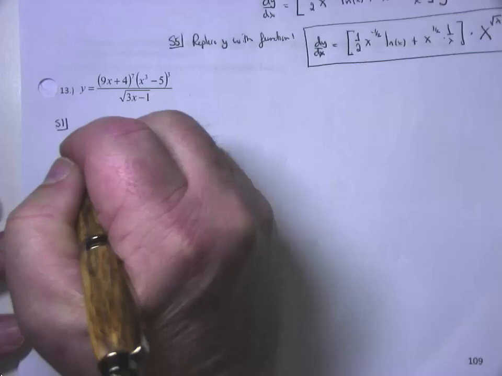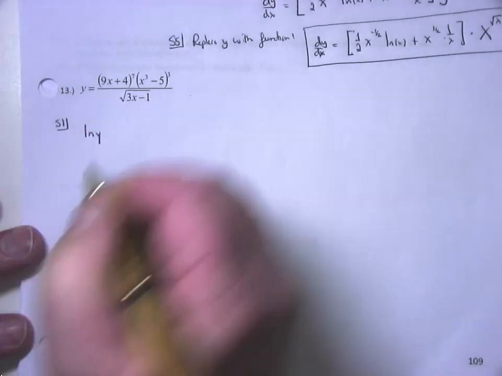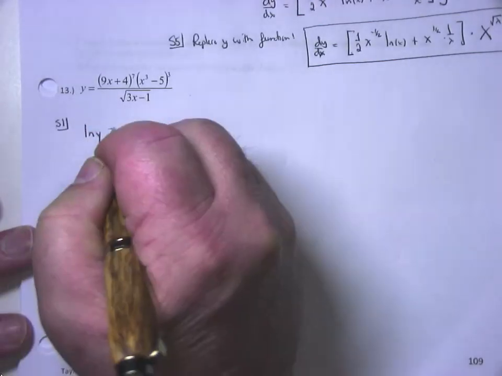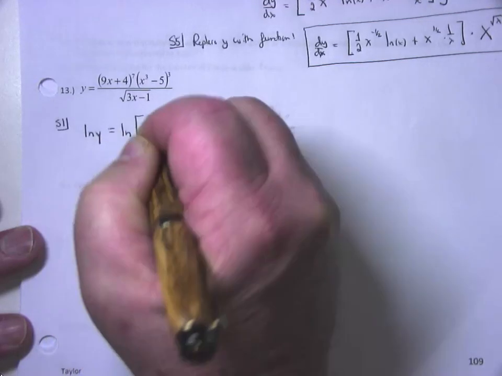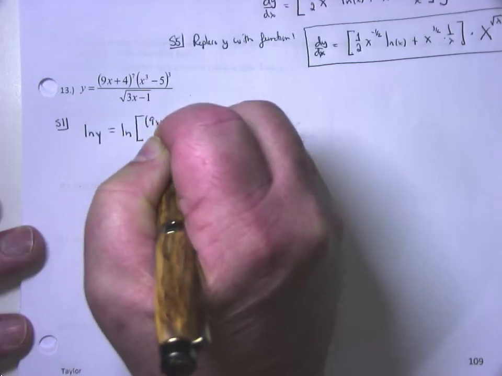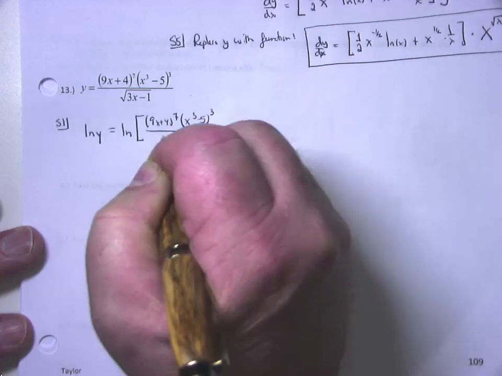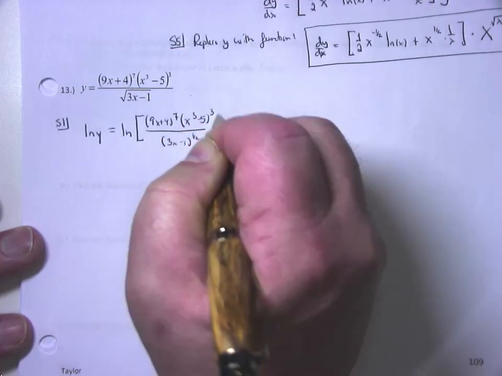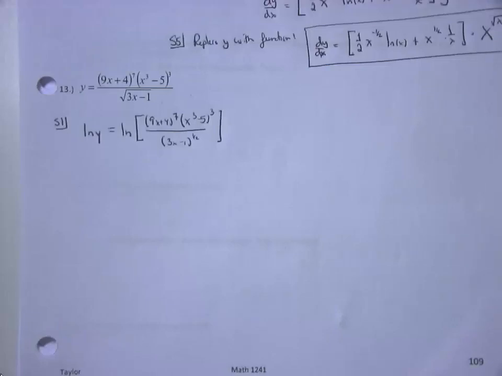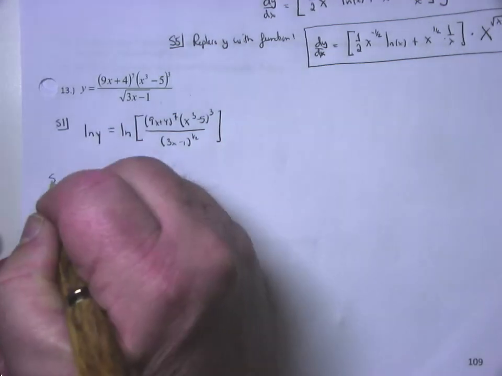So step 1, because they say take logarithmic differentiation, this will be the natural log of y is equal to the natural log of (9x plus 4) to the 7th times (x cubed minus 5) cubed over (3x minus 1) to the half power. Because remember, I'm cleaning it up because I don't do square roots. Step 1, take natural log of both sides. Step 2, use your logarithmic properties to clean it up. So here comes step 2.